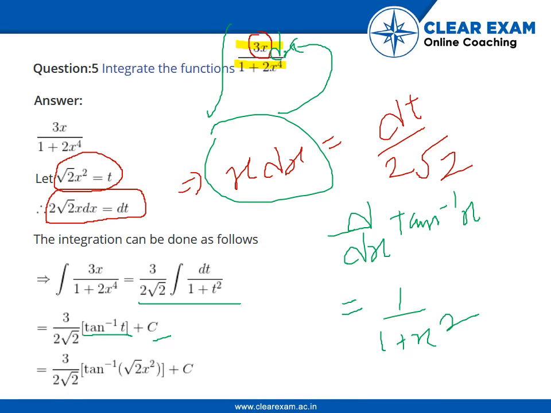But before signing off with the final answer, we need to remember that our answer is still in the variable t, but we were given the variable x. So we have to back substitute the value of t into x. So we assume t as root 2x square. So we get the final answer as 3 by 2 root 2 tan inverse root 2x square plus c. So that is it.